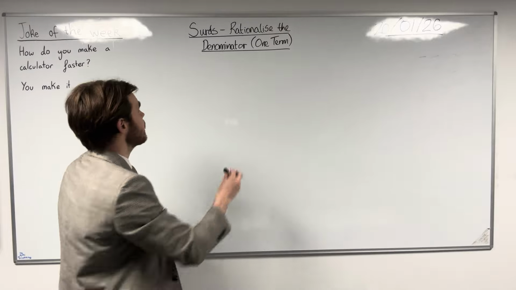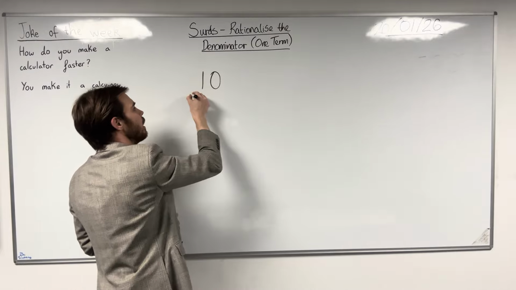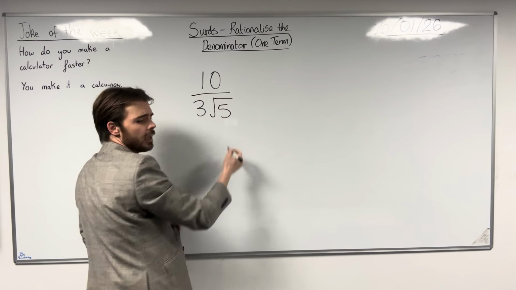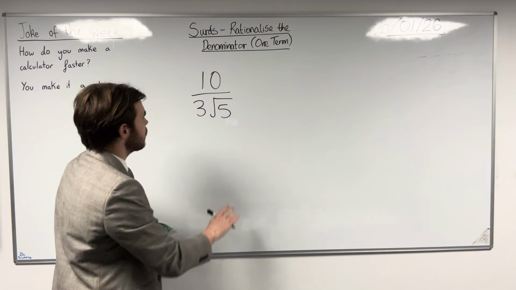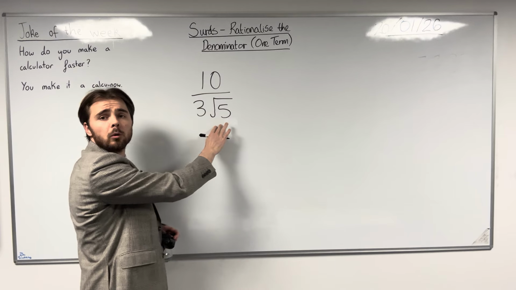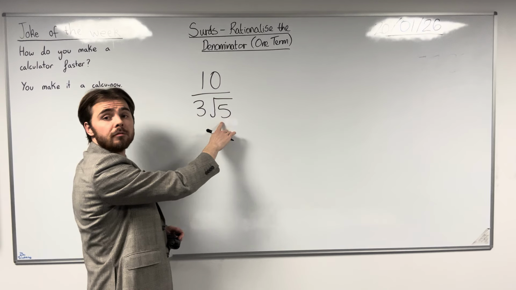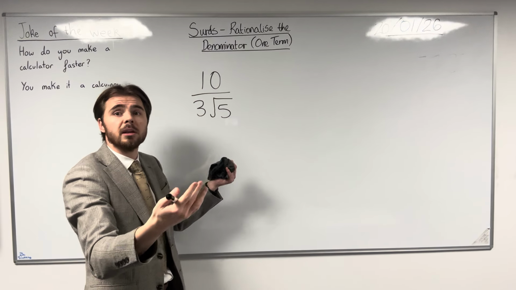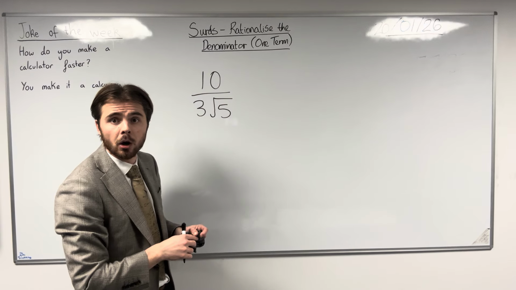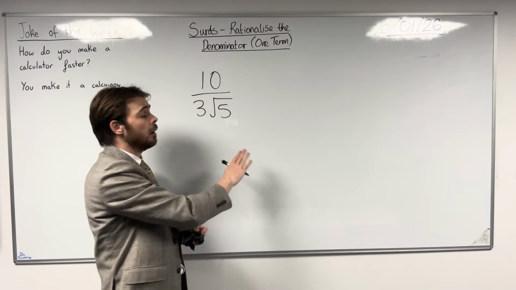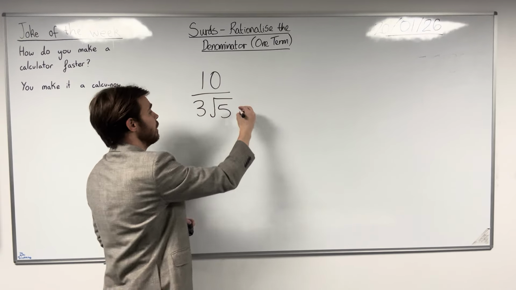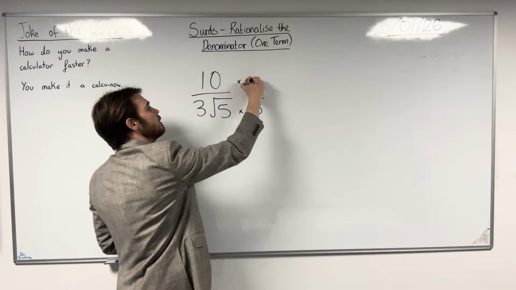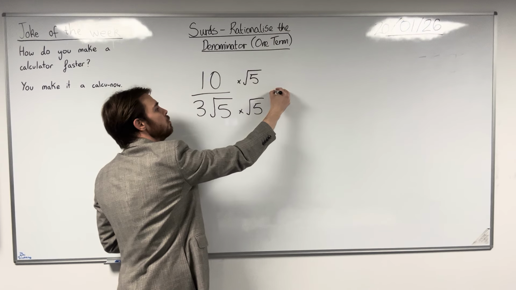Okay, and the next one tells us I have 10 divided by 3 root 5. Okay, this one's a slightly interesting one because the only thing we want to get rid of here is the root 5. I don't need to multiply by the 3 as well. You can do, but it's just going to mean you've got to do more simplifying later. All right, so I'm only going to multiply by the surd to get rid of it. So I multiply by the square root of 5. And what I do to the denominator, I must do to the numerator.